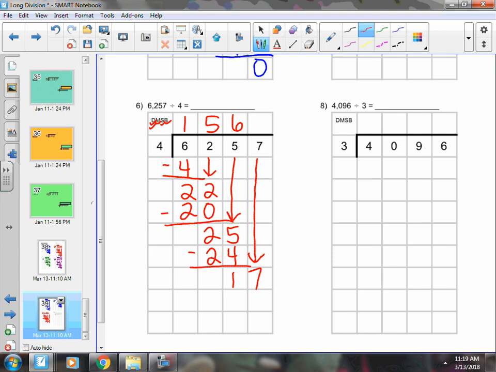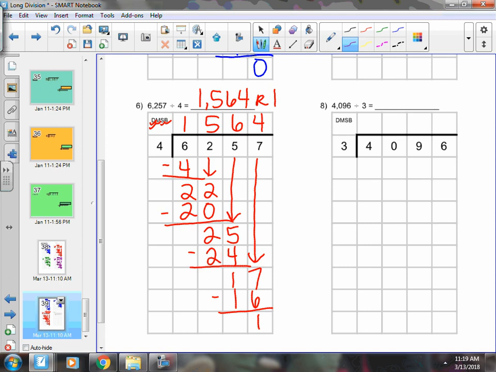We can still make some groups of 4. 4 goes into 17 4 times, because 4 times 4 is 16. Subtract, there's nothing to bring down. That's when you know you're done. 1,564 with 1 left over.